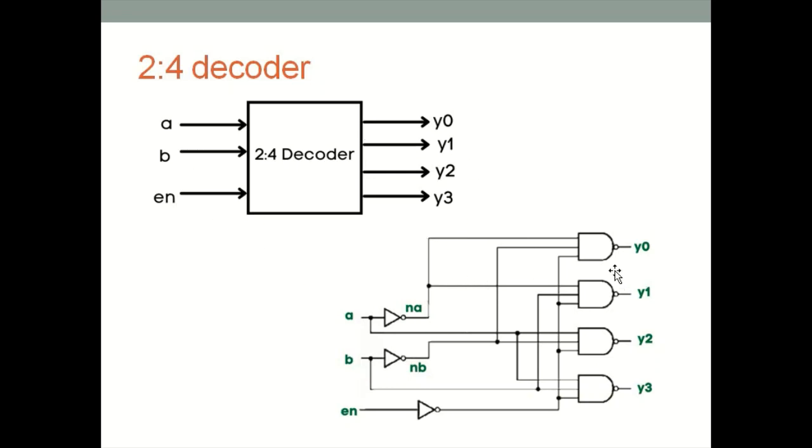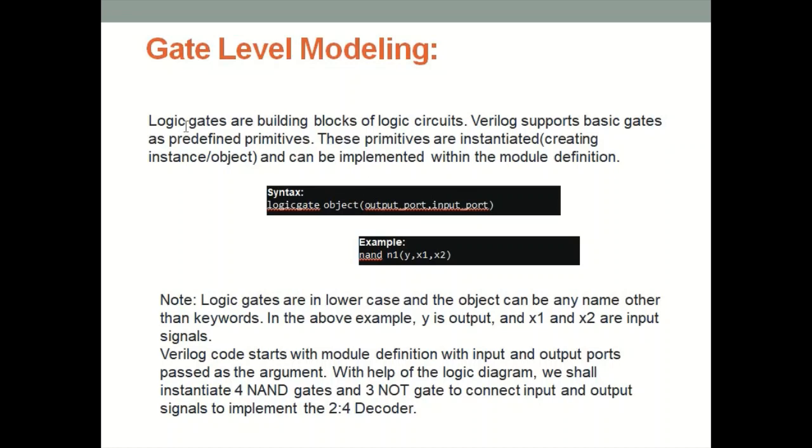Here we can see 4 NAND gates are used. The 4 NAND gates have 3 inputs and 1 output. The 3 inputs are the 2:4 decoder's signals. We can see that the enable is connected to every NAND gate here, and gate level modeling is used as the building blocks of logical circuits.